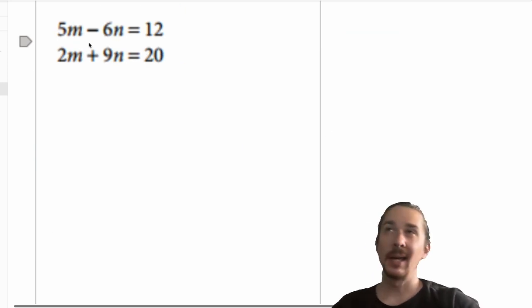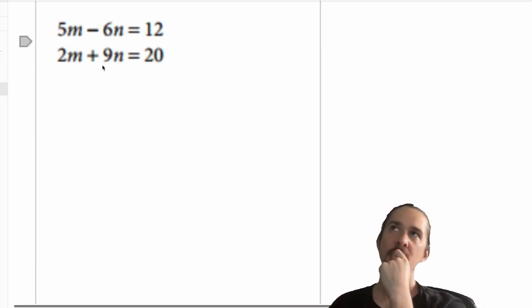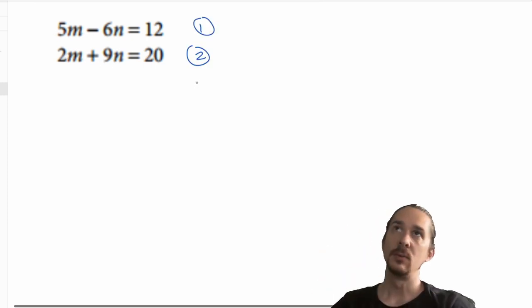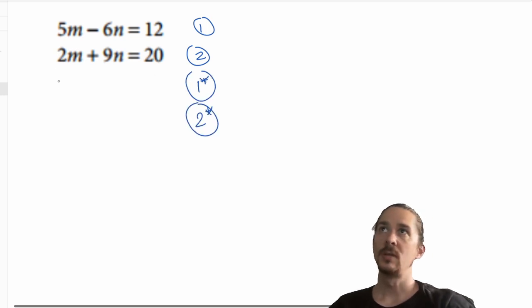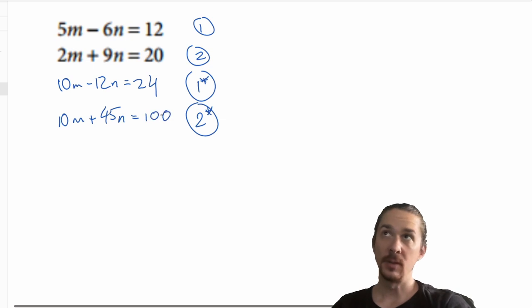In this case, what do I want to do? Substitution or elimination? I'm going to do an elimination one here. I'm going to multiply the first equation by 2 to get 10m, and I'm going to multiply the second one by 5 to get 10m again. And then we're going to have equation 1 star and equation 2 star. So 1 star will be 10m minus 12n equals 24, and 2 star will be 10m plus 45n equals 100.